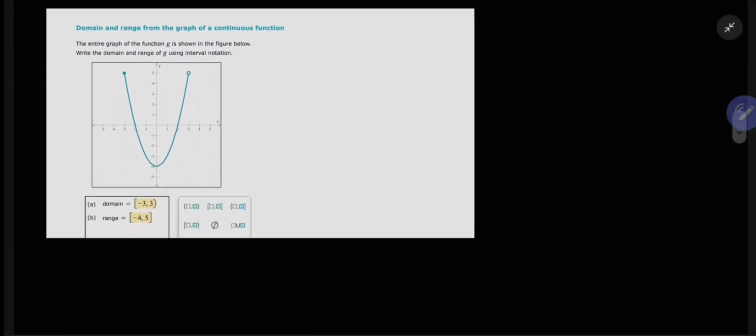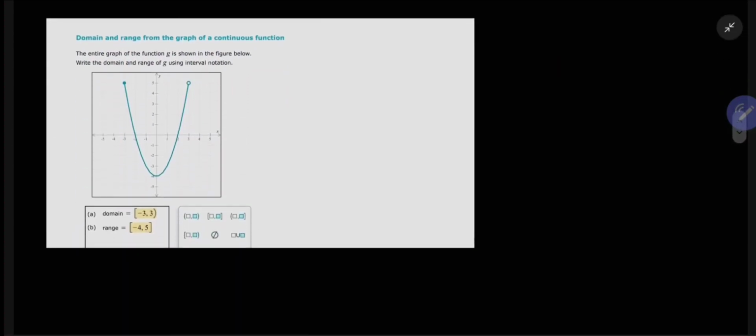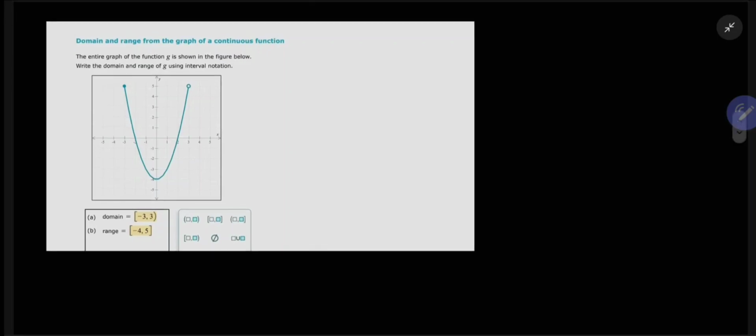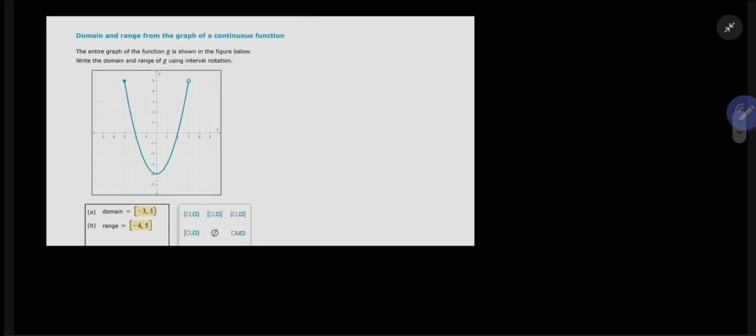So let's move on to the next question. We want to find the domain and range from the graph of a continuous function. Now this is very interesting. Looking at this graph, there's something I need you to notice. In the first video of this series, I talked about drawing on a number line.